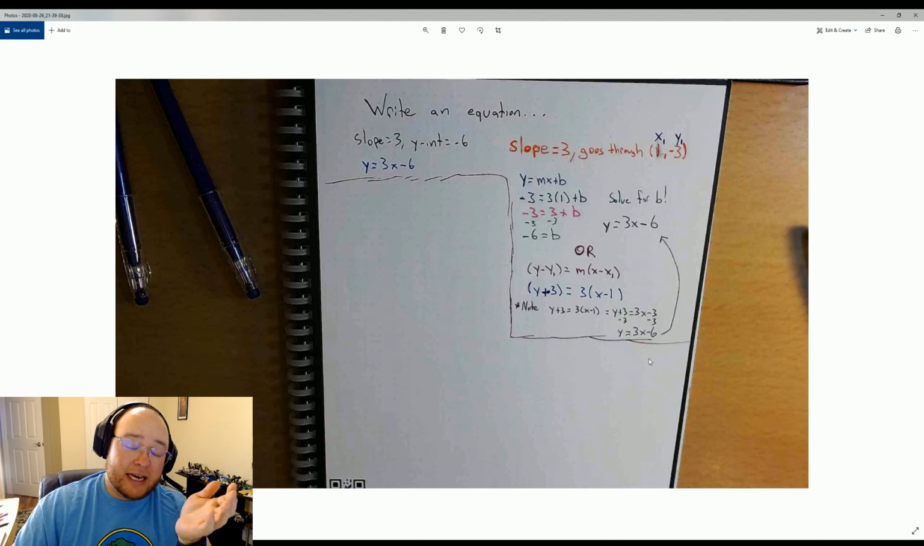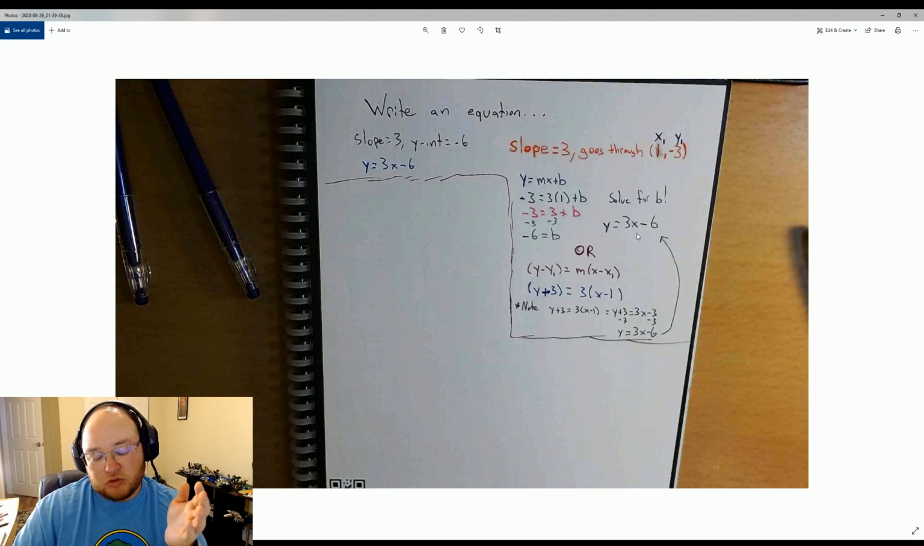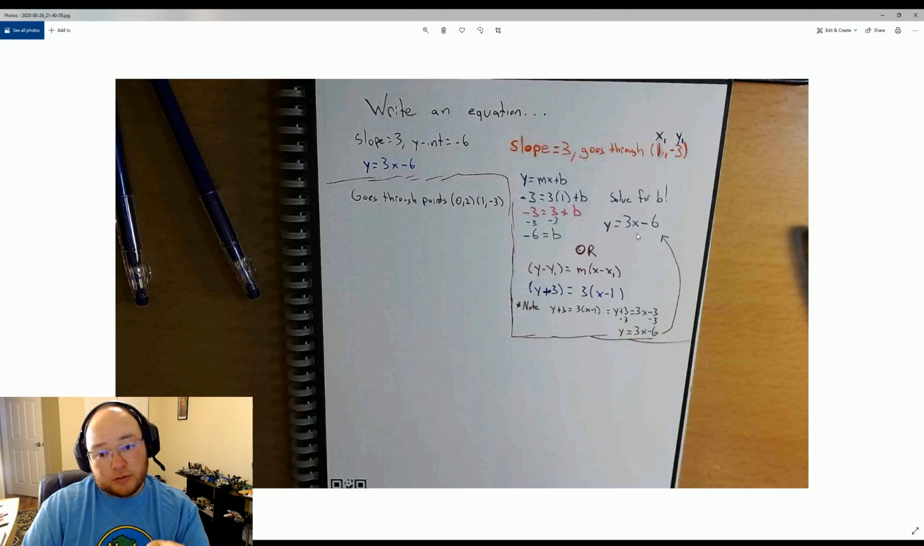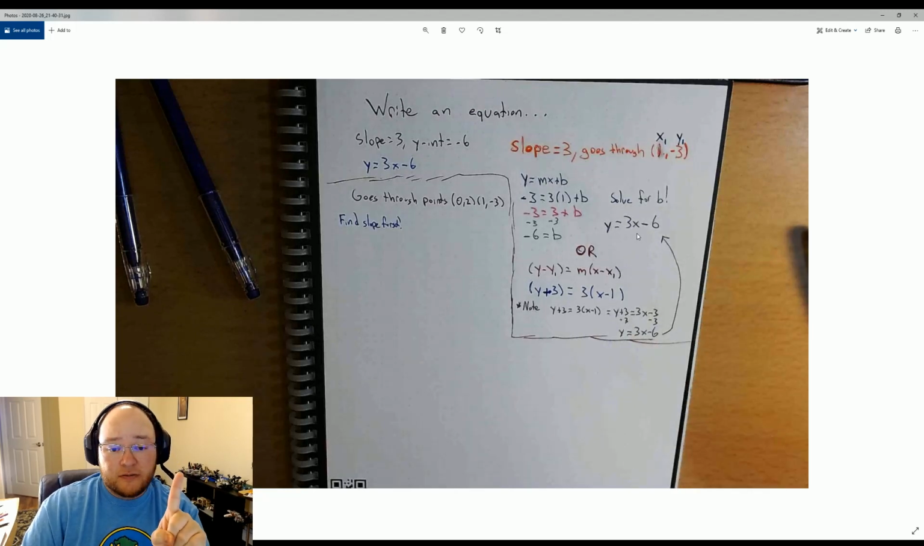So what that has proven is that these two answers are actually the exact same thing, just written differently. Now, the most difficult question you could have like this is if I gave you just 2 points, and then you had to find the equation of a line. Step 1, find the slope first.